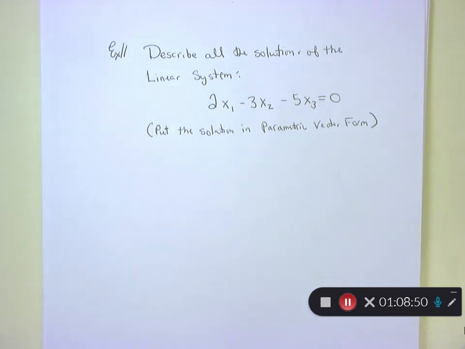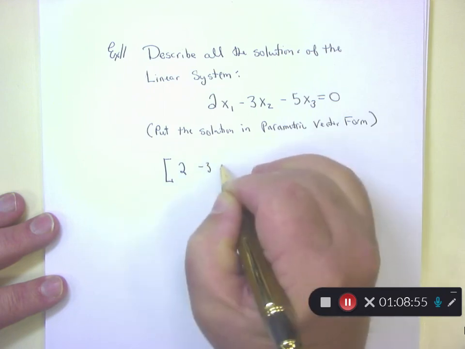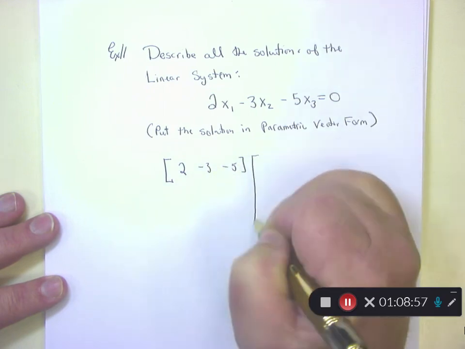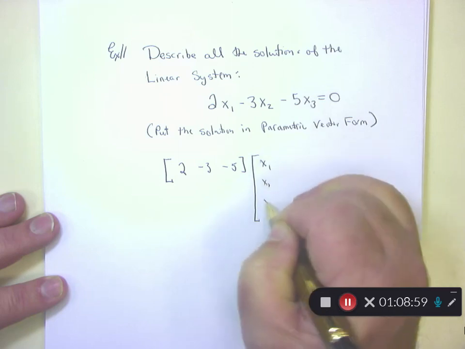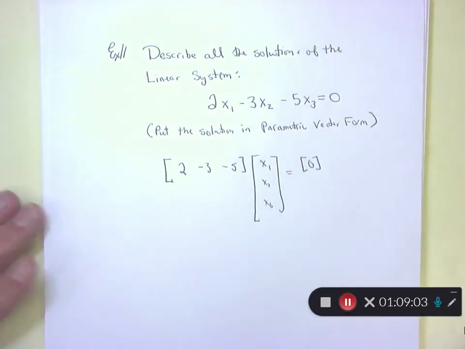You can write them as a matrix if you want to, sure. 2, negative 3, negative 5. You can augment him with the old x1, x2, x3. And what's he going to be equal to? The 1 by 1 zero matrix. I don't know if that helped you out any or not, but you can write them like this if you want to.